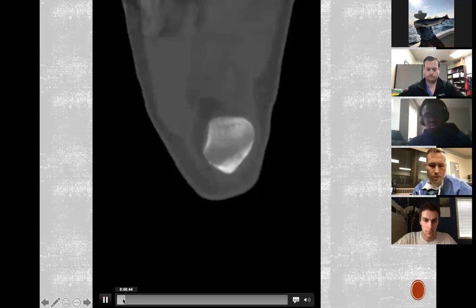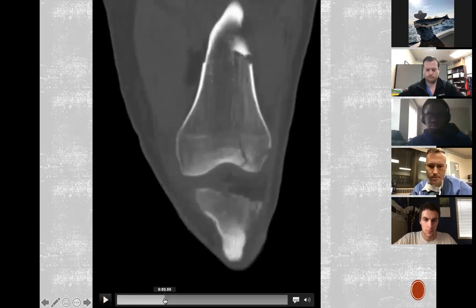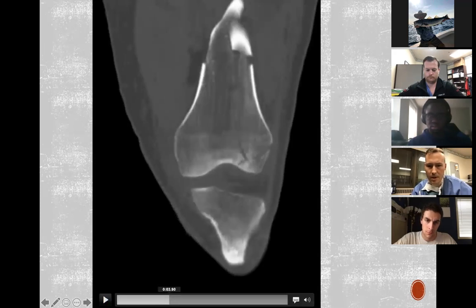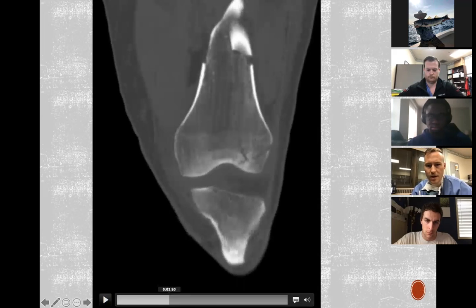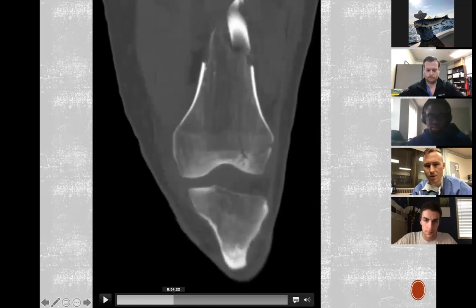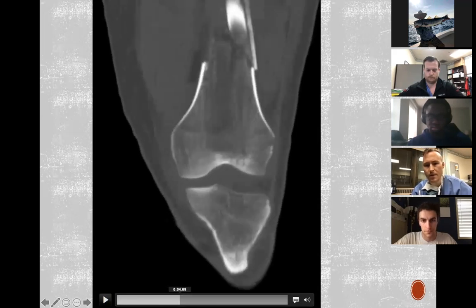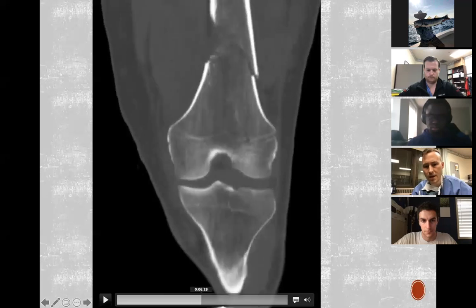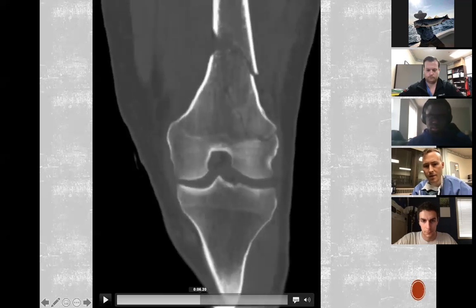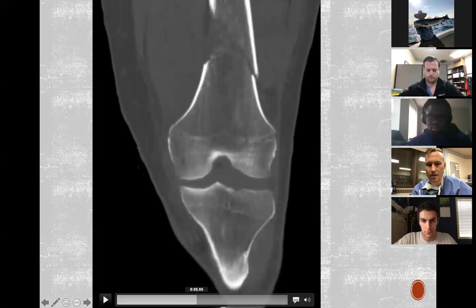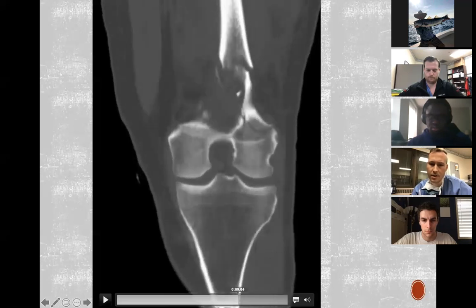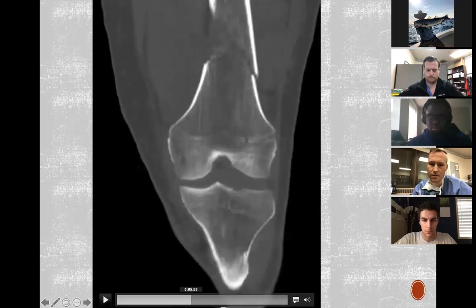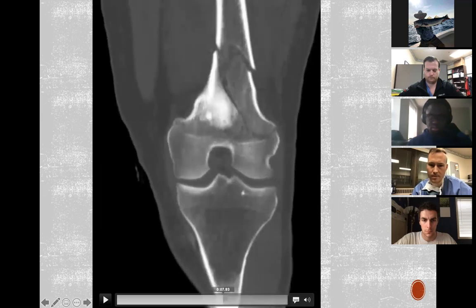And in the coronal reformats, we can see that it's actually even more complicated than we initially thought. We have a fracture line that's coming down within the sagittal plane, entering into the lateral femoral condyle, and then it diverts and splits. In one way, it goes towards the intercondylar notch, and then in the other, it heads towards that posterior femoral condyle. It converts into that Hoffa fracture line.